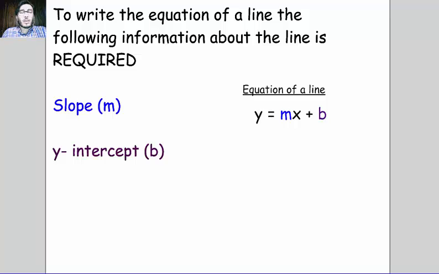Alright, now look, to write the equation of a line, the following information about the line is required. So you need to have this information to write the equation of a line. You need to have slope and you need to have the y-intercept. And that's why we were able to write the equation in the previous example. We were given the slope and then we had to find the y-intercept, which is what we did.